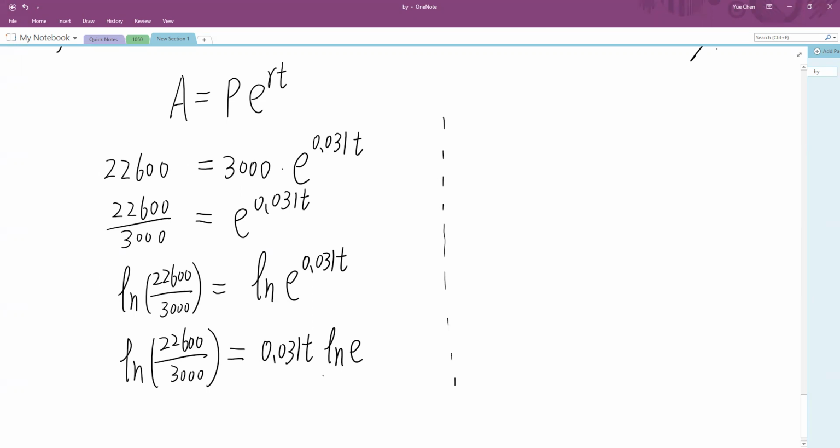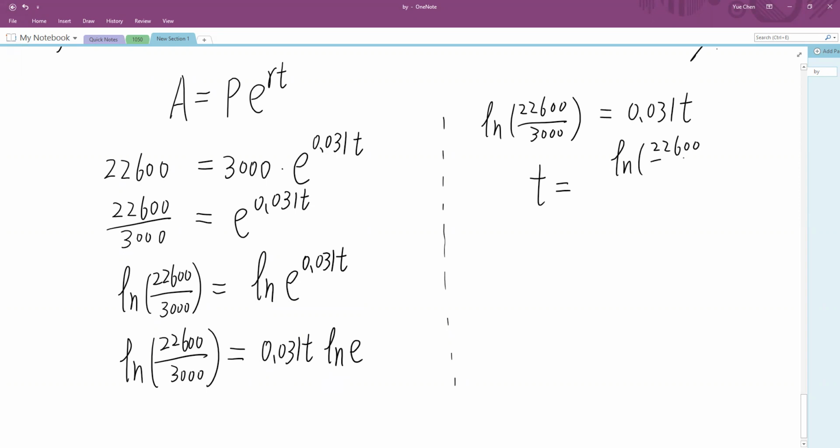So natural log of e equals 1, right? So you will have natural log 22600 over 3000 equals 0.031 t. So t is equal to natural log 22600 over 3000 over 0.031. Okay, use a calculator. Hundredths. So that means 2 decimals, which is about 65.14 years.